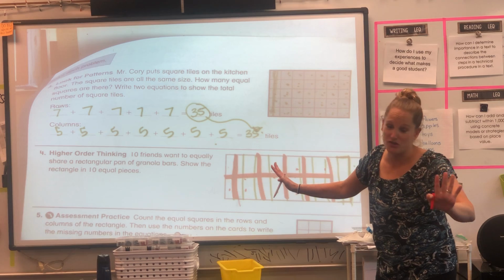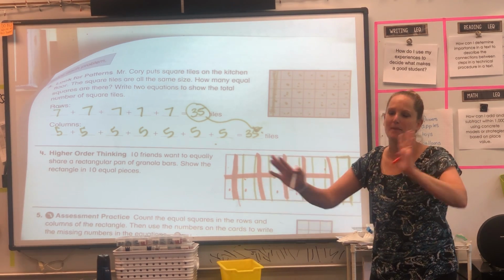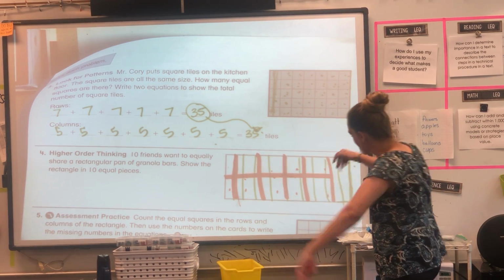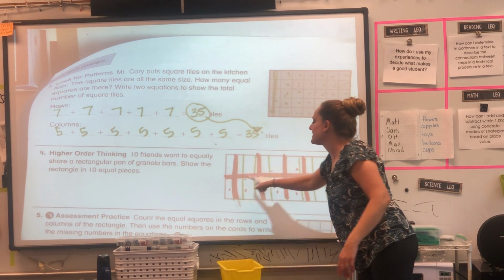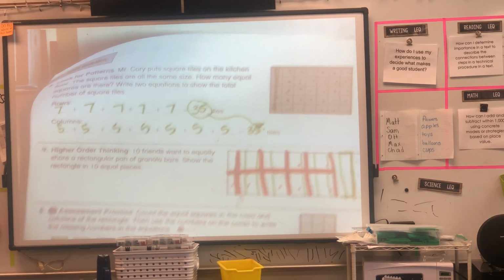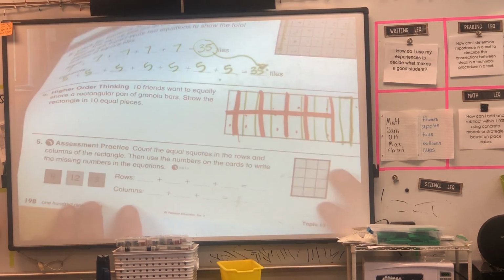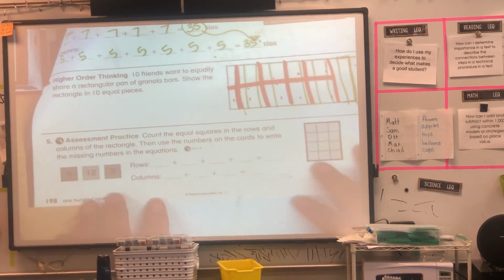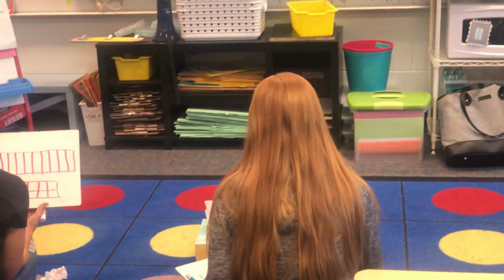I know it's not the most perfect drawing. I'm sorry. You know Miss Chuck's art skills leave something to be desired. But everybody gets the same amount. Okay? Now, you did very good with that question. That was a higher order thinking question. That means it was kind of a challenge one.